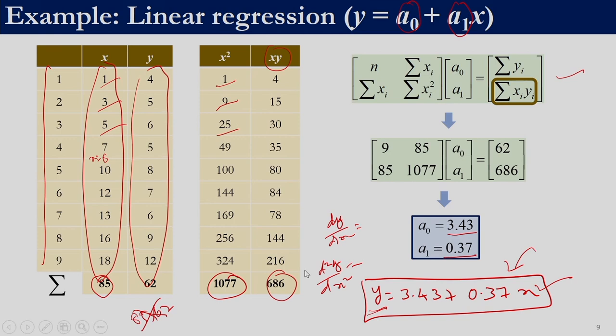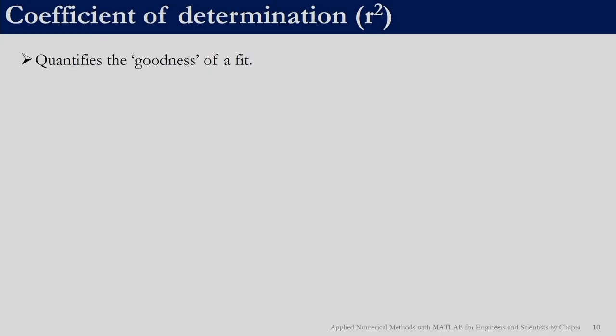Now the question is, how well has this model captured our data points? We have this model, and one way is to plot it and see. But can it be quantified as to how good it is? For that, we have something called the coefficient of determination, commonly known as R square. R square can be said to quantify the goodness of a fit, right?